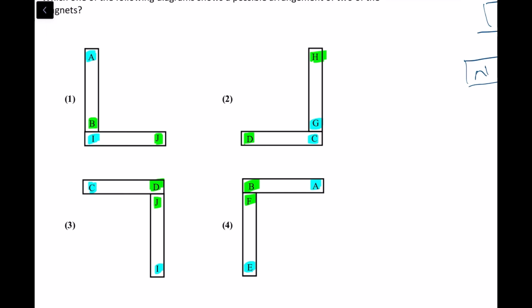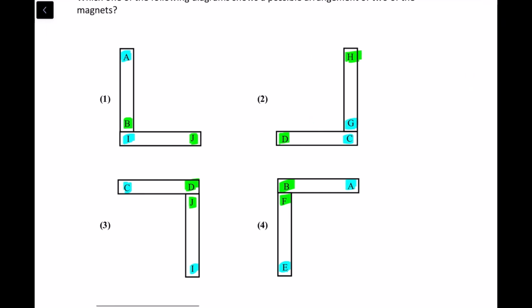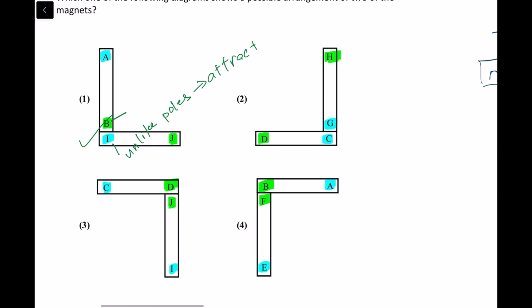Let's look at option 1. We have green and blue. So these two are unlike poles, which means they would attract. So this is correct. Now let's look at the other options.